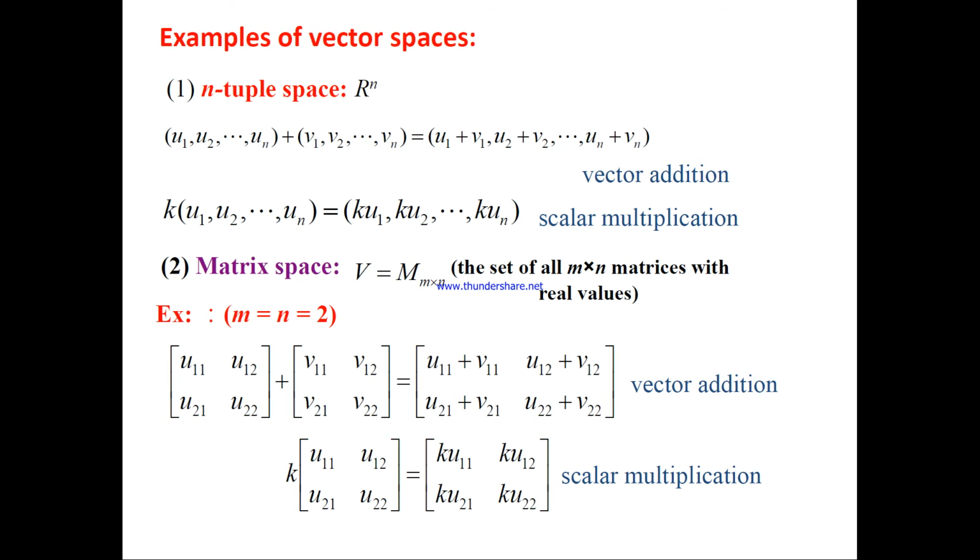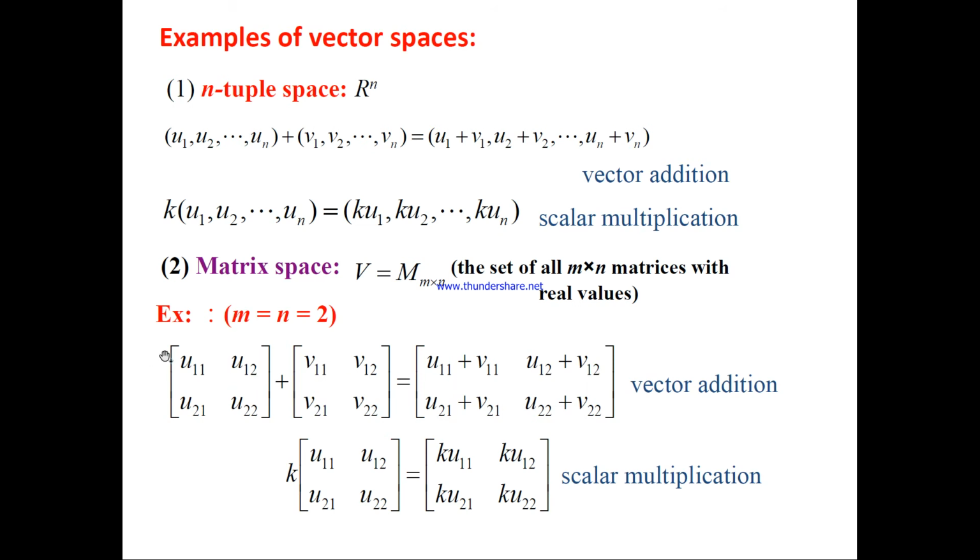So what is matrix space here? V equals M_{m×n}, where m and n are the matrix dimensions. For example, if I say m equals n equals 2, then u11, u12, u21, u22 is one 2 cross 2 matrix, which is a square matrix, and another square matrix is v11, v12, v21, v22. Now we can add these two matrices, where each element gets added.